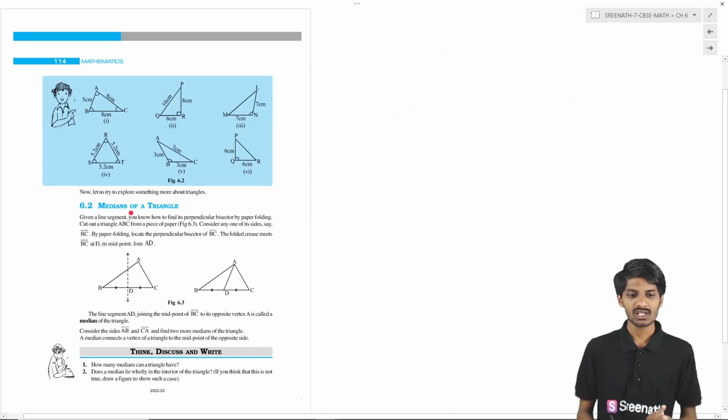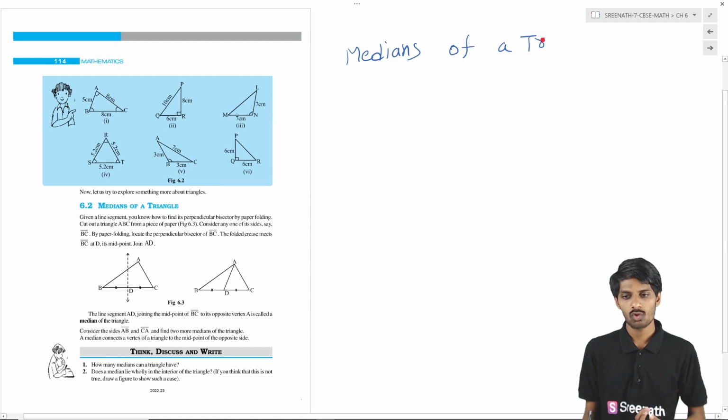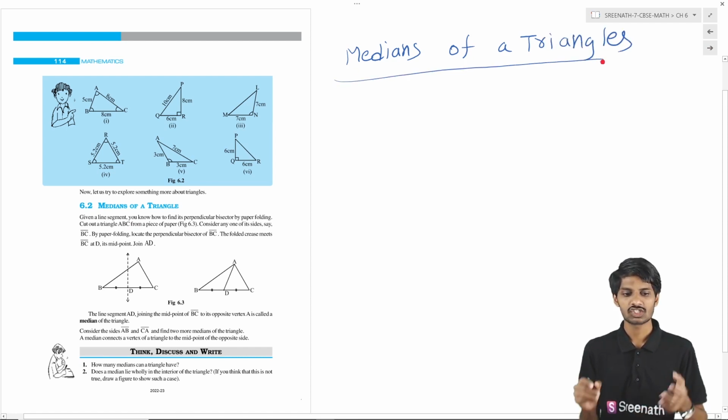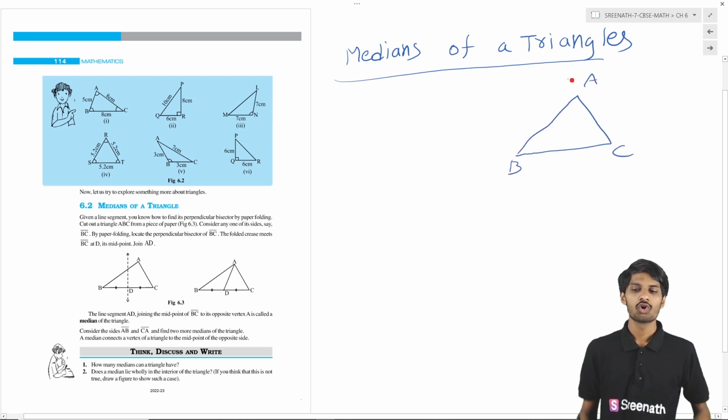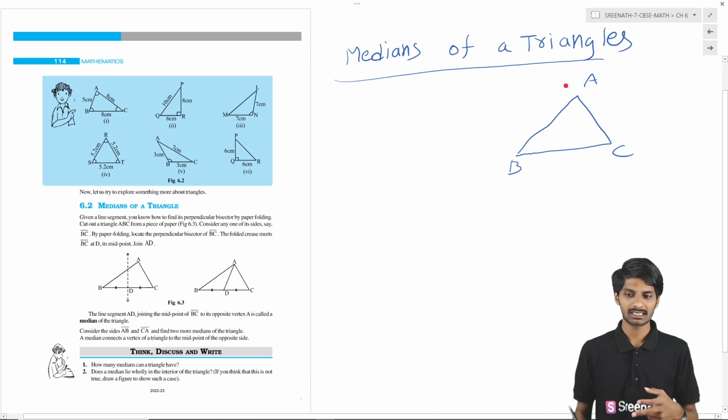Okay, after that, what are the medians of a triangle? Medians. If you want to find out what the medians of a triangle are, let us take a triangle. Suppose it is a triangle ABC. Make a triangle with paper, and cut this type of triangle using a paper.